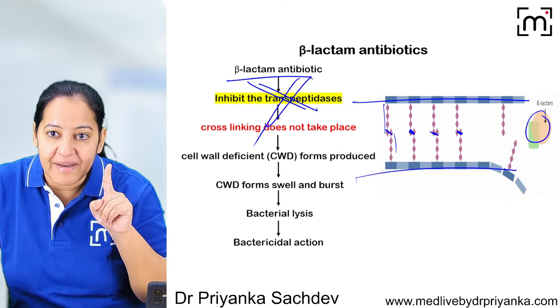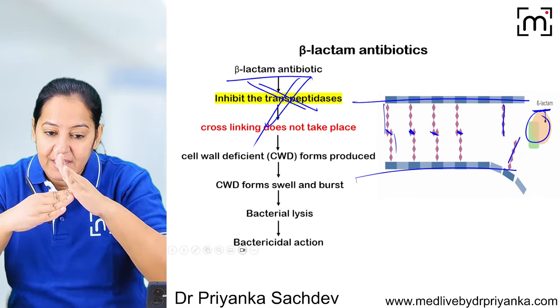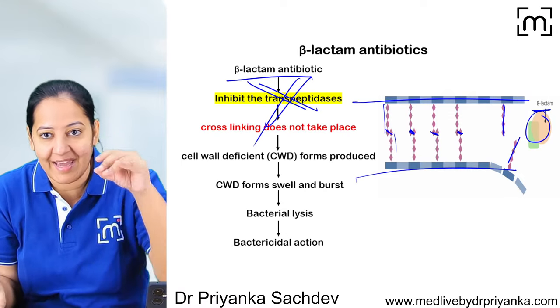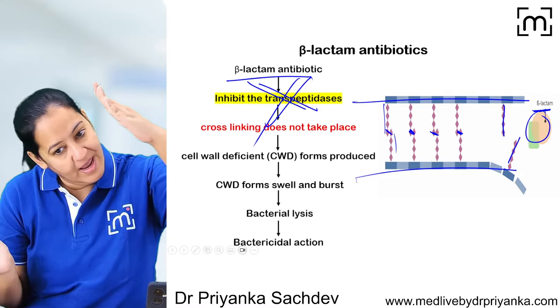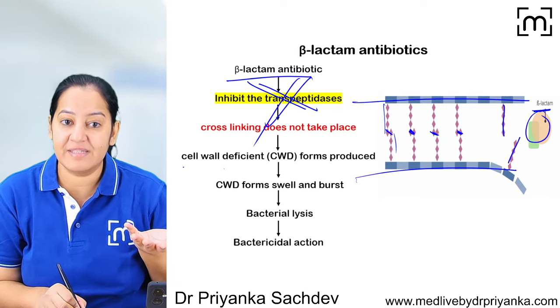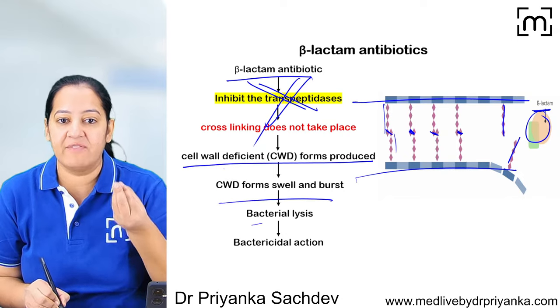But beta-lactam antibiotic is inhibiting transpeptidase. So you can see the transpeptidase is inhibited, so cross-linking is broken down. No cross-linking, the chains will separate and the cell wall will get disintegrated. So if the cell wall gets disintegrated, cell wall deficient forms are produced in a multiplying bacteria. So the bacteria will swell and burst.